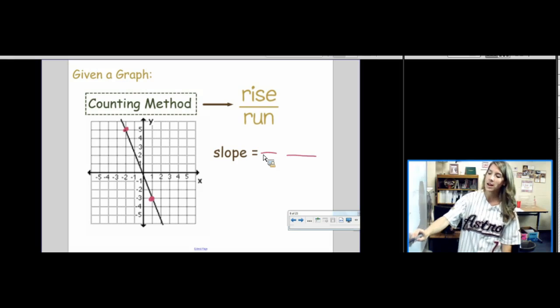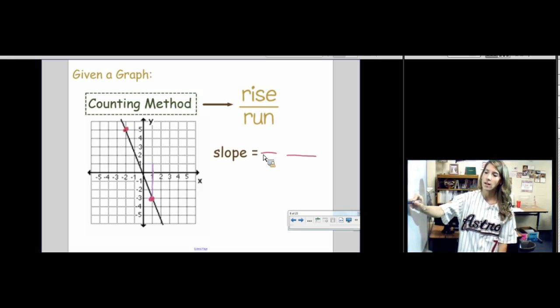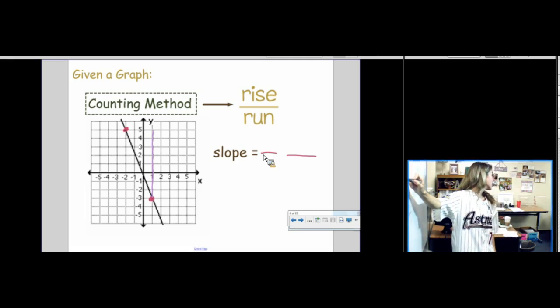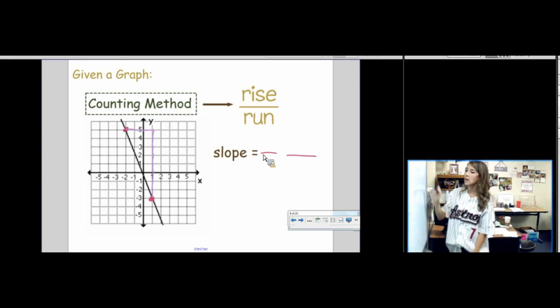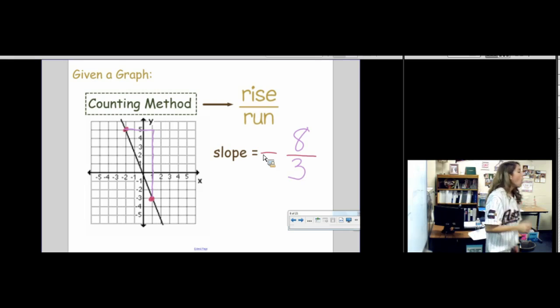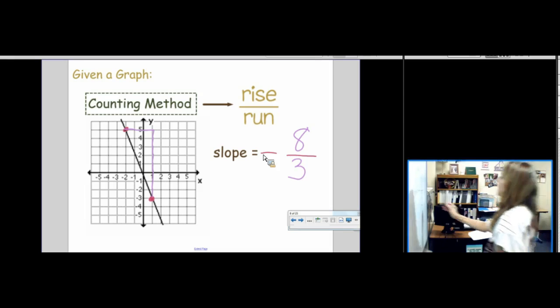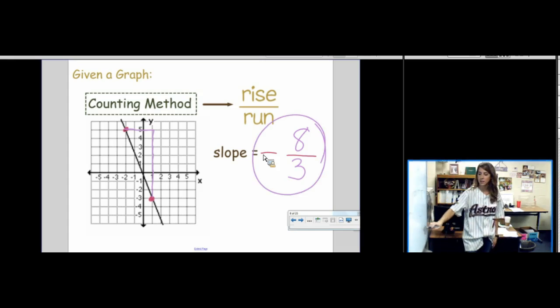You start at 1 point and then you count. Let's do rise first. 1, 2, 3, 4, 5, 6, 7, 8. And what's my run? 1, 2, 3. I rose 8 and I ran 3. You always need to simplify your slope. Can that fraction be simplified? 8/3. Nope. So we keep it like that. Do you change it into a decimal? No. Do you change it into a mixed fraction? No. The slope of that line is negative 8/3.